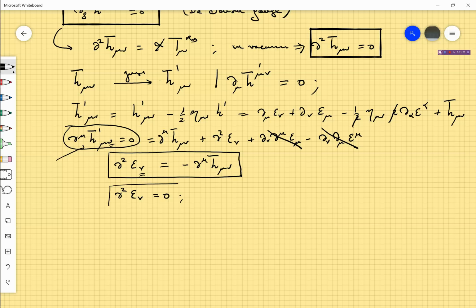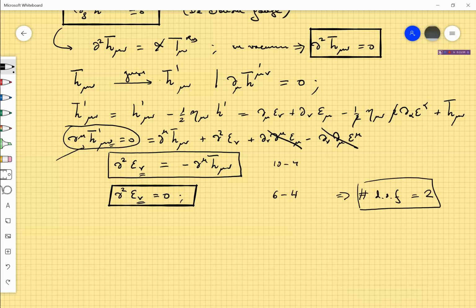Okay, there are another 4 possible functions of this kind that you can use, and this means that you can remove another 4 degrees of freedom. So here you have 10 minus 4, and here you get 6 minus 4, and these are the 2 degrees of freedom. The number of degrees of freedom that you have is 2, which coincides with the 2 polarization states of a spin-2 particle. And this is basically what you expect for the propagation in vacuum of the gravitational field.